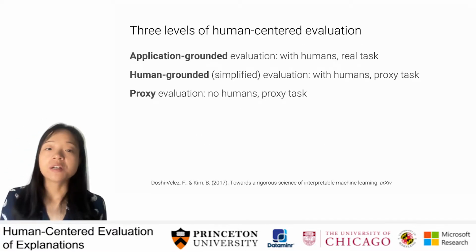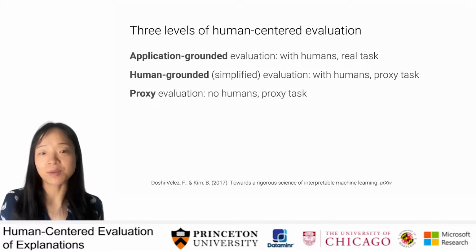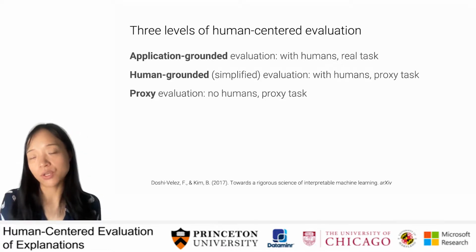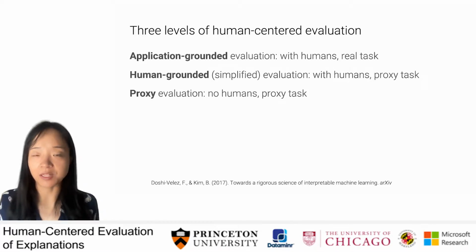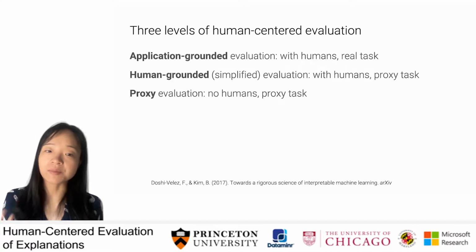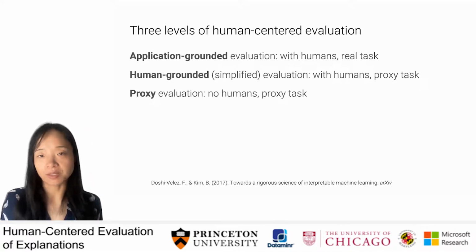So we'll adopt the term application-grounded evaluation from Doshi-Velez and Kim's paper, Towards a Rigorous Science of Interpretable Machine Learning. The paper proposed 3 levels of human-centered evaluation for interpretability and explainability. Recall Tanya discussed that the effectiveness of explanation should be determined by whether they achieve explanatory function, that is, what people hope to achieve with explanation.